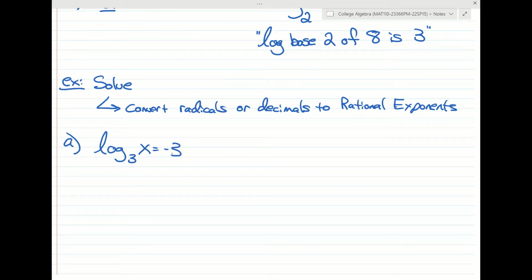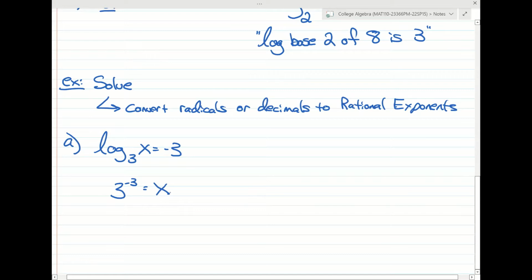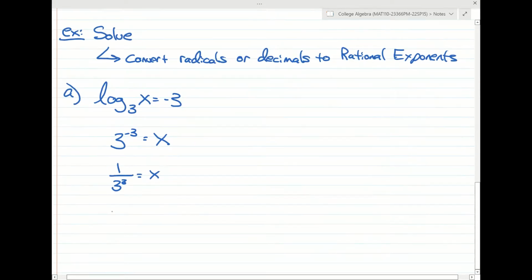What we do to get rid of log is we use the crisscross property I told you about. So we'll say 3 to the negative 3rd is equal to x. And then you have to try to remember some of the properties that we talked about before. So what happens when you have a negative power? Anyone remember? Yeah, we switch the position. This just turns into 1 over 3 to the 3rd. 3 to the 3rd is 27. And that's how you do a problem like that.